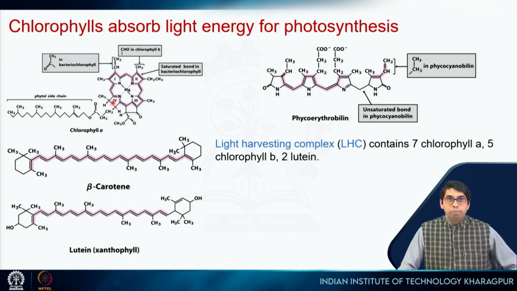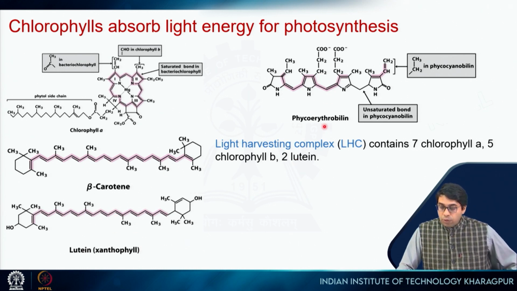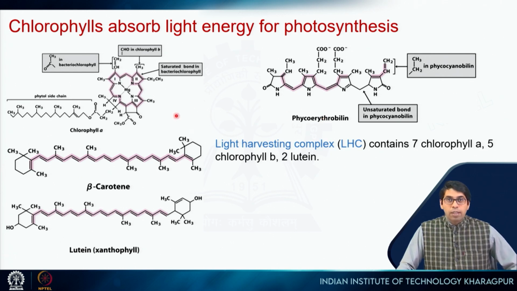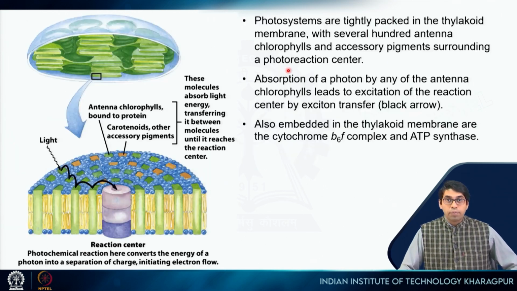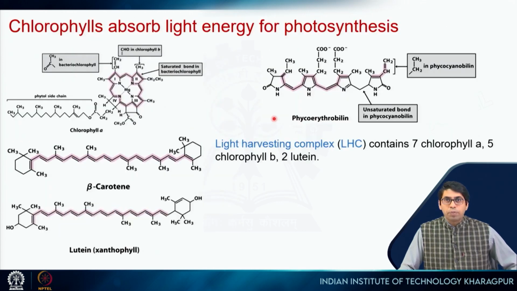So, these are the pigments of photosynthesis. This is the structure of chlorophyll, right. So, this is chlorophyll A, this is beta carotene, this is lutein, and this is phycoerythrobilin, right. So, these are the different pigments that are present here. Now, the light harvesting complex, we will see that in details. It contains 7 chlorophyll A and 5 chlorophyll B and 2 molecules of this, right.